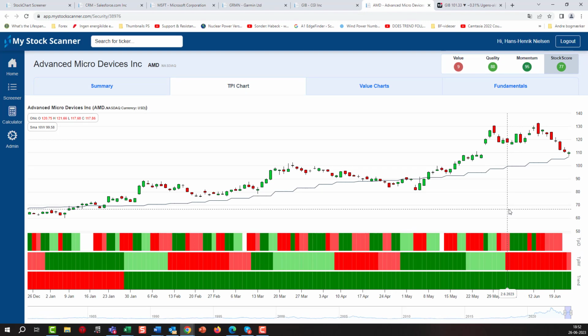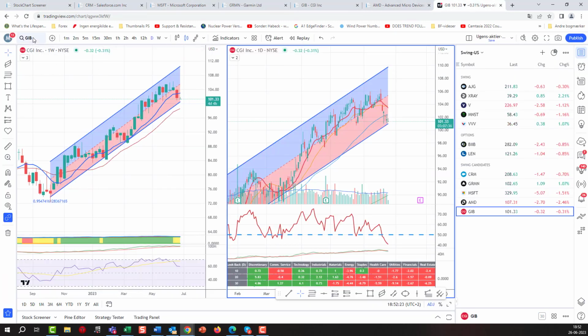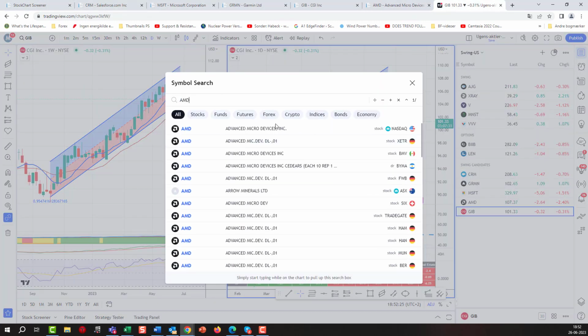As I mentioned before, I also check Seeking Alpha and different other news sites just to make sure I haven't missed something, a big lawsuit, a change of CEO, something like that, so I don't run into some unexpected downturn in the stock. But AMD, let's have a quick look at it in TradingView here.